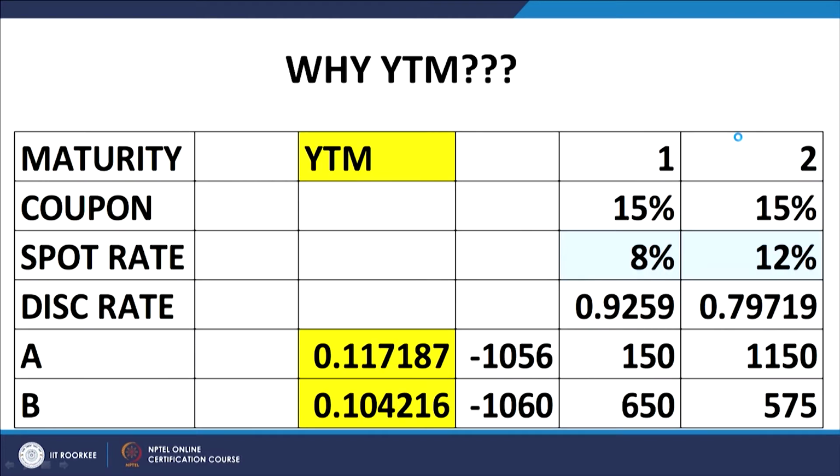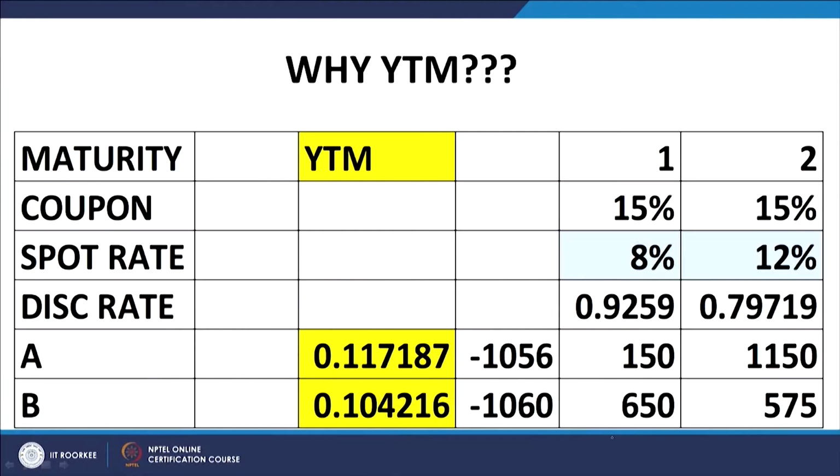So, some interesting observations. Now, the next question that we need to address is, why do we need YTM at all? Well, look at this example. It is a 2-year bond. The coupon rate is 15%. So, both the years I am getting 15%, 15%.